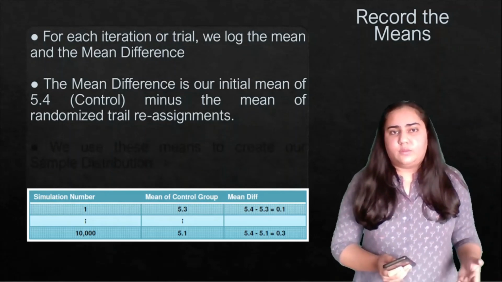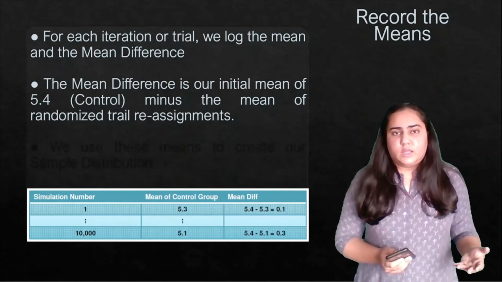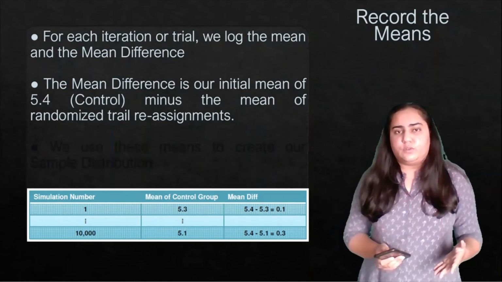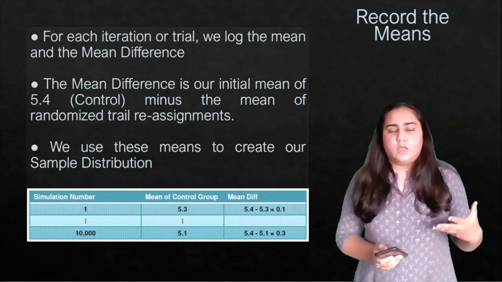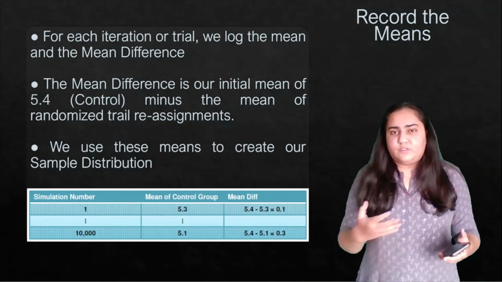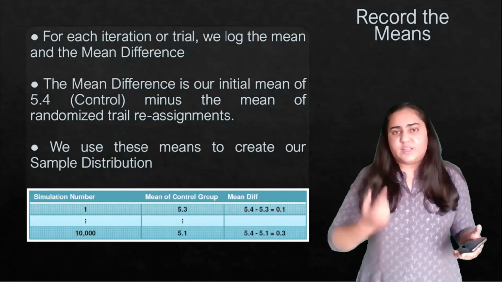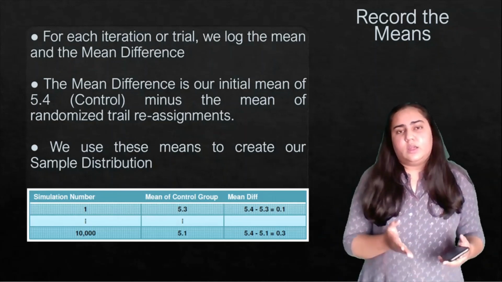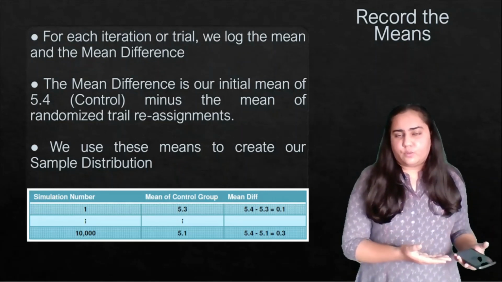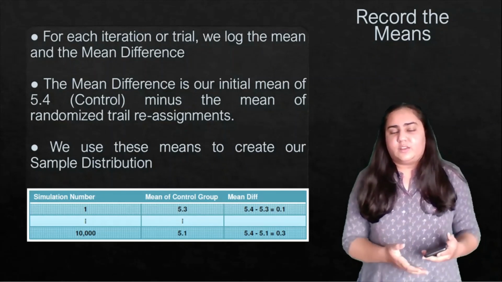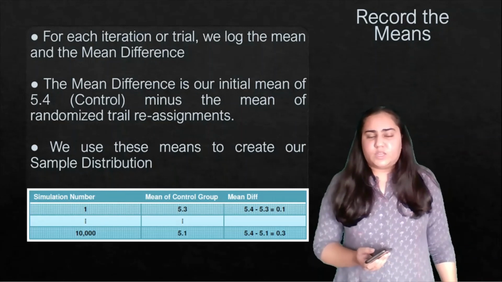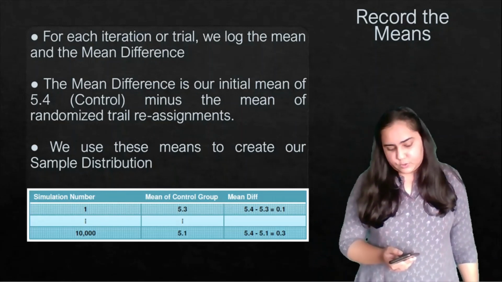We log the mean difference, and the mean difference is our initial mean minus the mean of the randomized trial reassignments. So once we have reassigned all the volunteers, we'll run the experiment again, calculate the mean, and note down the mean difference: we take 5.4, which was the original one, and subtract the randomized trial means from it. And this way we create our sampling distribution.